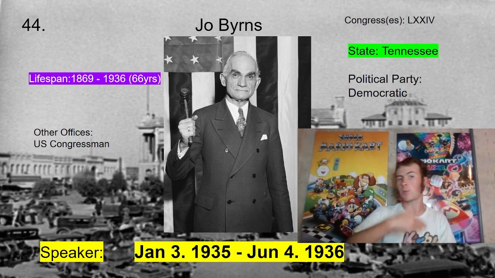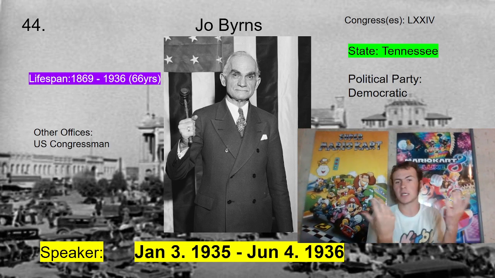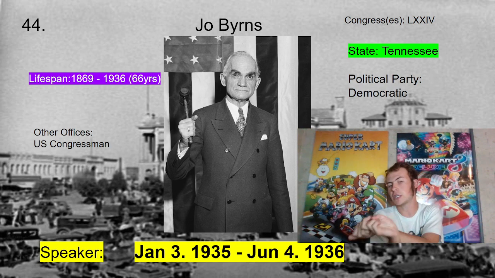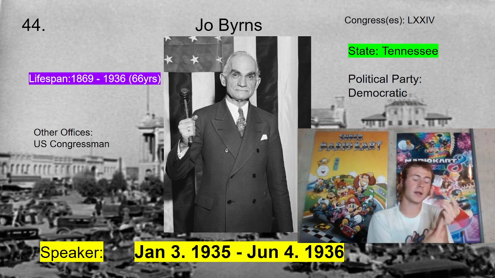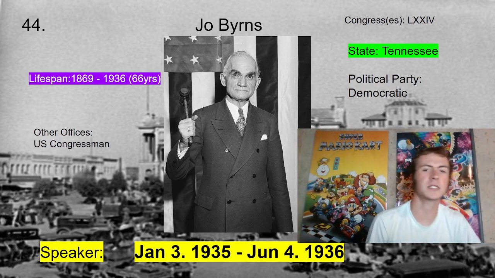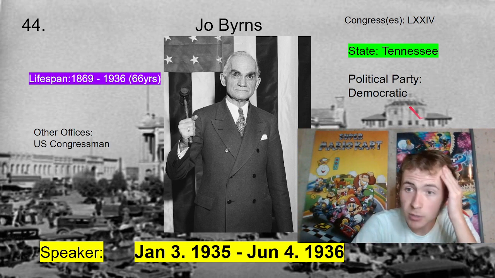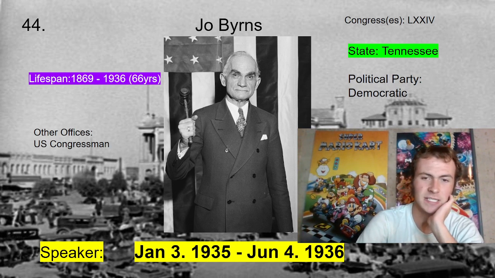By this point, the 20th Amendment had been ratified, which changes the inaugural dates for both Congressmen and the President. It makes the Congressional inauguration date January 3rd and the presidential inauguration day January 20th. So the President is now inaugurated on January 20th, and the Speaker of the House and all congressmen on January 3rd. It had previously been March 4th for all of them, but it's earlier now. Joe Burns, Democrat from Tennessee, died in office on June 4th, 1936, at 66 years old.